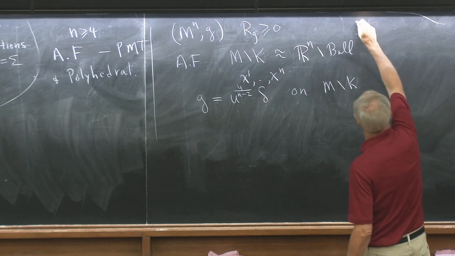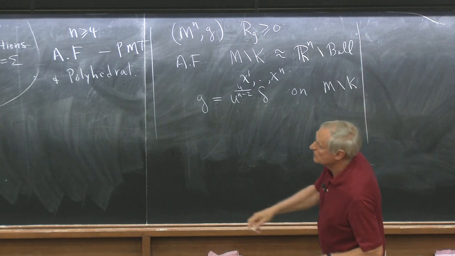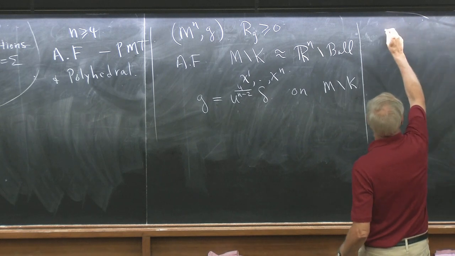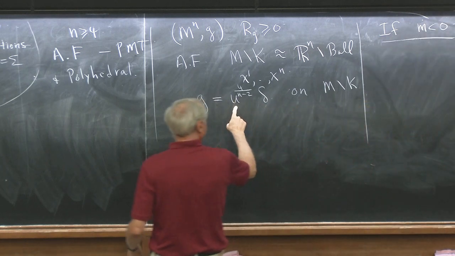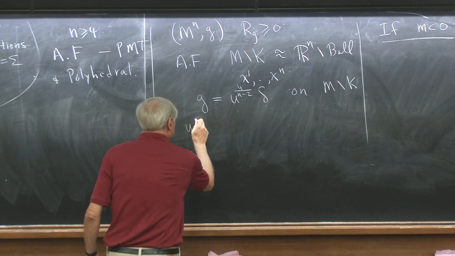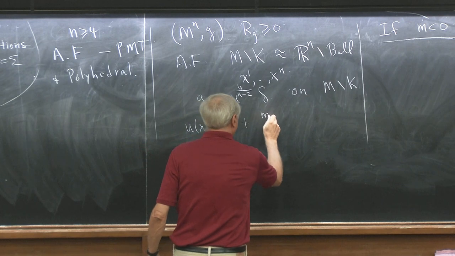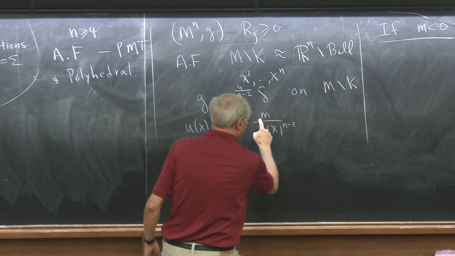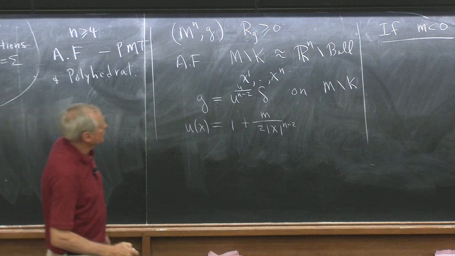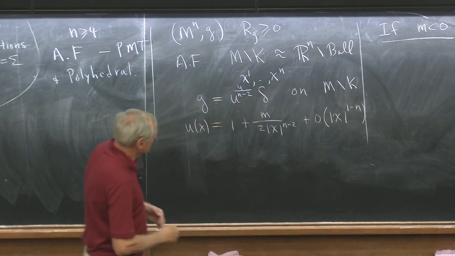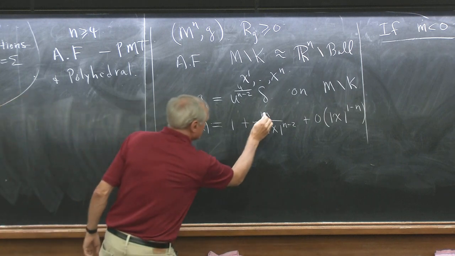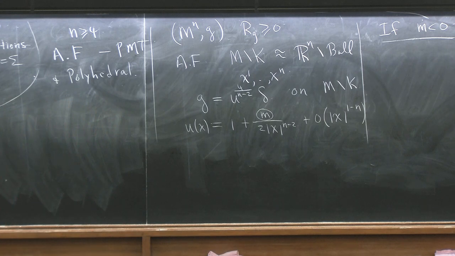So again, the proof is by contradiction, actually just as it was for the polyhedral case as well. So let's assume that m is negative. And so u here is a harmonic function outside a compact set. And so u of x has an expansion. It's 1 plus m over 2 mod x to the n minus 2. Now the Green's function for the Laplacian on Rn is 1 over r to the n minus 2, and then plus terms that vanish more quickly. So this is as x is large. So the mass, the definition of the mass, we can just take to be that number that occurs in the expansion.